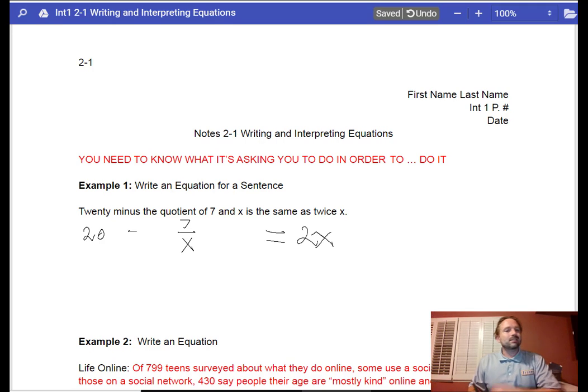Now, at the moment, it's not asking us to do anything with it. Just write it out, and that's it. So here's our math sentence. Where is it? Right there, math sentence. Let's go on. Let's write an equation.